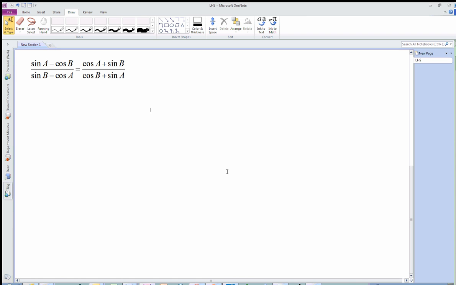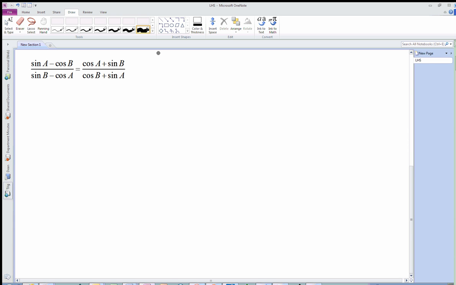Right, this is the second proof on that worksheet that we had. This is proving that sine A minus cos B over sine B minus cos A is equal to the expression on the other side, where the signs are changed. There are a lot of ways to start with this. A lot of people try to cross multiply and then prove that. In the traditional proof we cannot do that. We're just going to start with one side and go towards the other side.